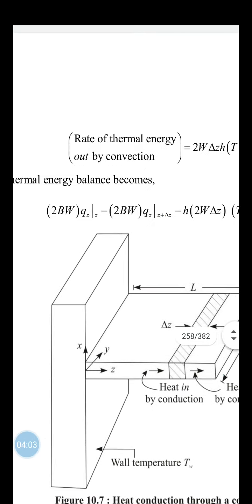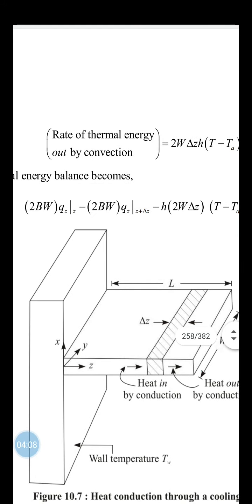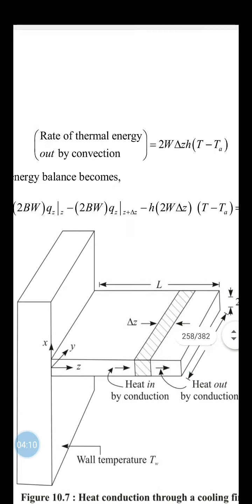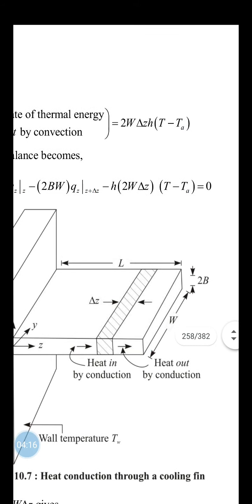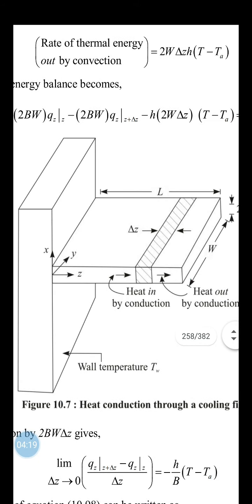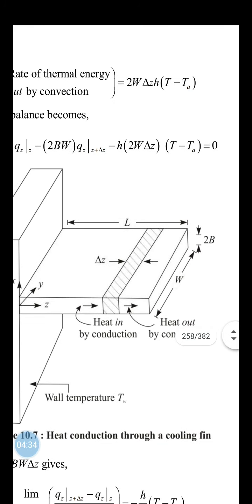Now you can combine all these terms as a thermal energy balance: 2bW qz at z minus 2bW qz at z plus delta z minus h into 2W delta z into (T minus Ta). This is a diagram where X, Y and Z coordinates are shown. Heat transfer in and out by conduction is shown. The thickness of the element is delta z. L is the length of the fin, W is the width and 2b is the thickness.